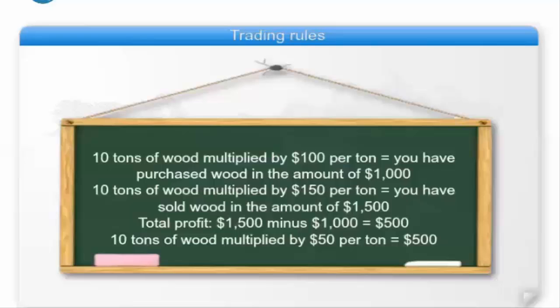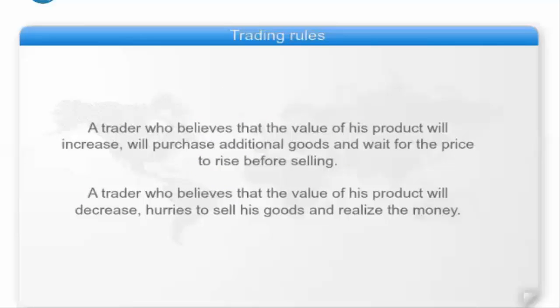If you thought that the wood price would decrease, you'd wait until the price reached $50 per ton, and then you would have bought the same 10 tons at only $500. The rules are, a trader who thinks the value of his product is going to rise buys more goods and waits for the price to rise in order to sell. A trader who thinks the value of a product is going to fall rushes to sell the goods and makes the most of his money. Traders do not always have to lose everything or gain everything. The trade can be stopped in the middle, and such a situation will be expanded on further.